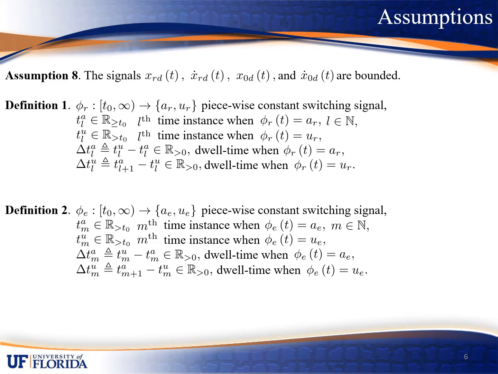To compensate for the feedback intermittency of the problem, we define VR and VE as the constant switching signals for the relay agent and explorer agent respectively, where TLA denotes the time instant when feedback is available, and TLU denotes the time instant when feedback is unavailable, where delta TLA and delta TLU denote the corresponding dwell time conditions. Same thing for phi E.